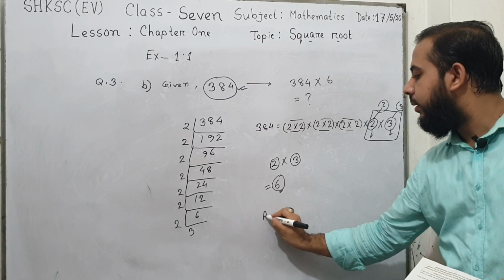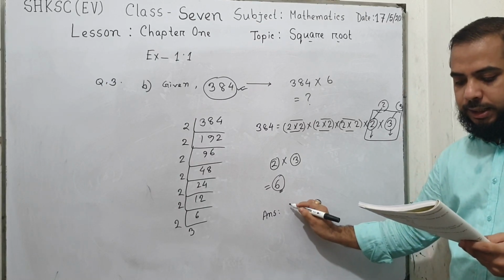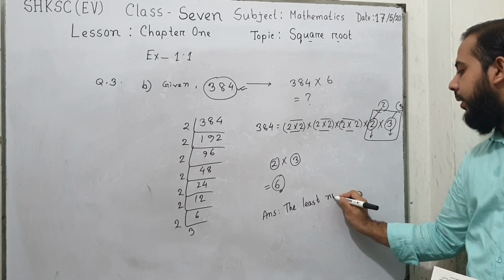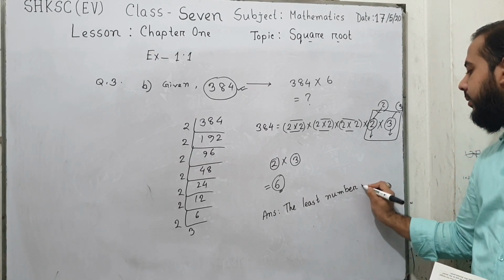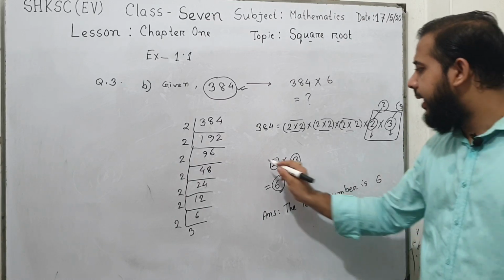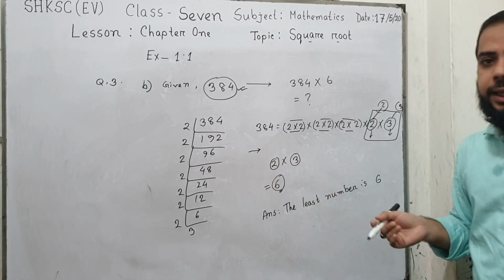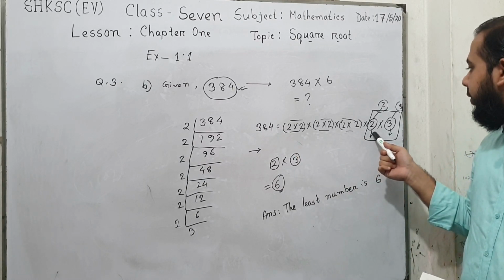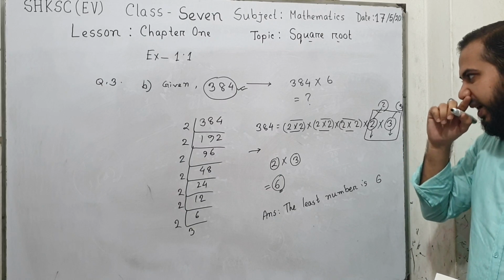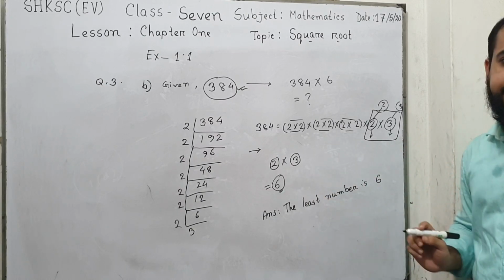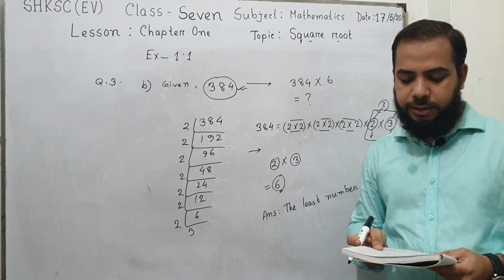So the answer, the least number is 6. Here you should write some description, like we can see that only 2 and 3 have no pairs with themselves, so the least number will be 2 times 3, 6. So like this you can give the description of this number.